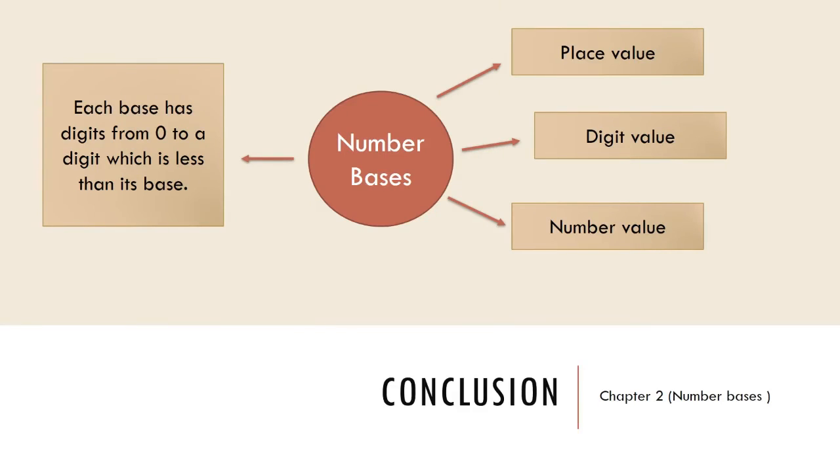Okay, we have arrived at the conclusions. As a conclusion for our lesson today, for the number base, each base has digits from 0 to a digit which is less than the base itself. For example, base 5 is made up of the digits 0, 1, 2, 3, and 4 only. It cannot be 5 or more than 5. It must be less than 5 if it's base 5.